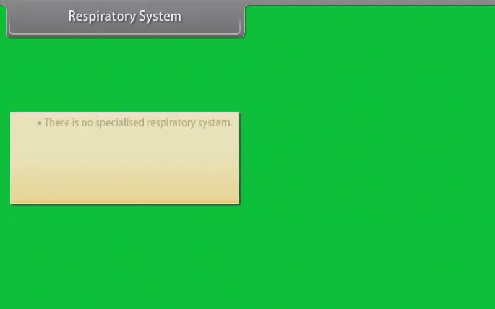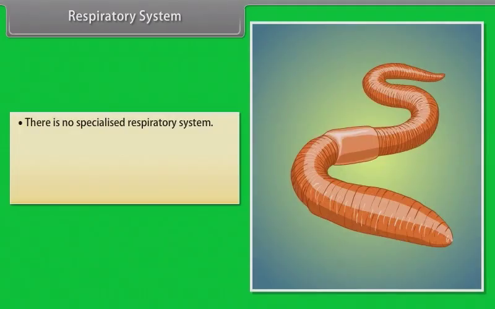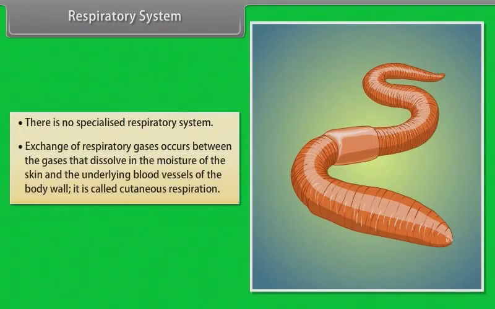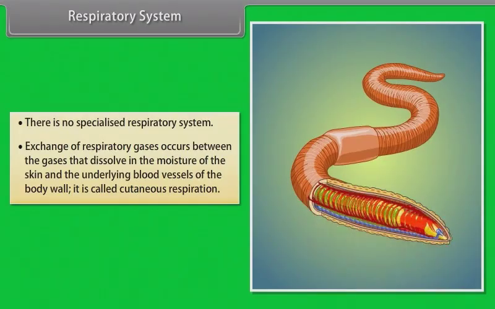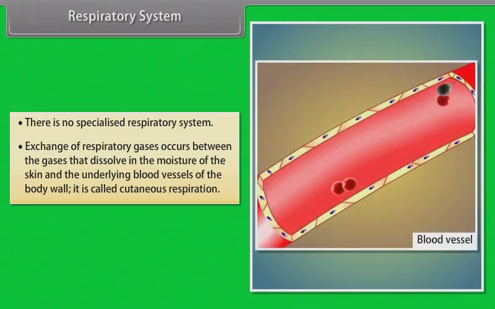Respiratory system. There is no specialized respiratory system. Exchange of respiratory gases occurs between the gases that dissolve in the moisture of the skin and the underlying blood vessel of the body wall. It is called cutaneous respiration.